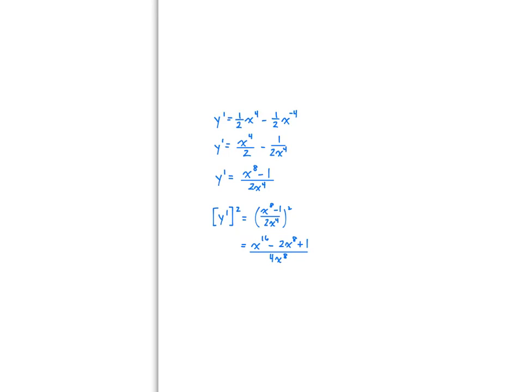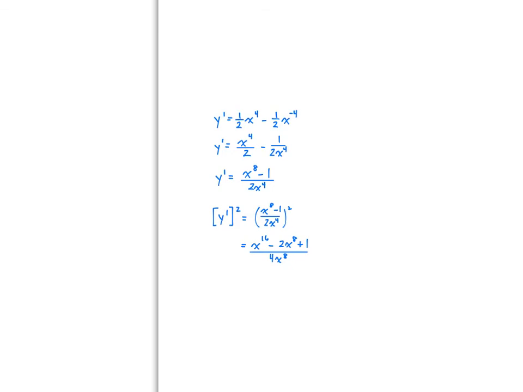Okay, so hopefully you got y prime to be 1/2 x to the 4th minus 1/2 x to the negative 4th, which cleans up to be x to the 4th over 2 minus 1 over 2 x to the 4th. Getting common denominators and kind of cleaning this up, I needed to multiply this guy by x to the 4th over x to the 4th, and that's where we get y prime to be x to the 8th minus 1 over 2x to the 4th. Squaring that and cleaning it up a little nicer, you get x to the 16th minus 2x to the 8th plus 1 all over 4x to the 8th.